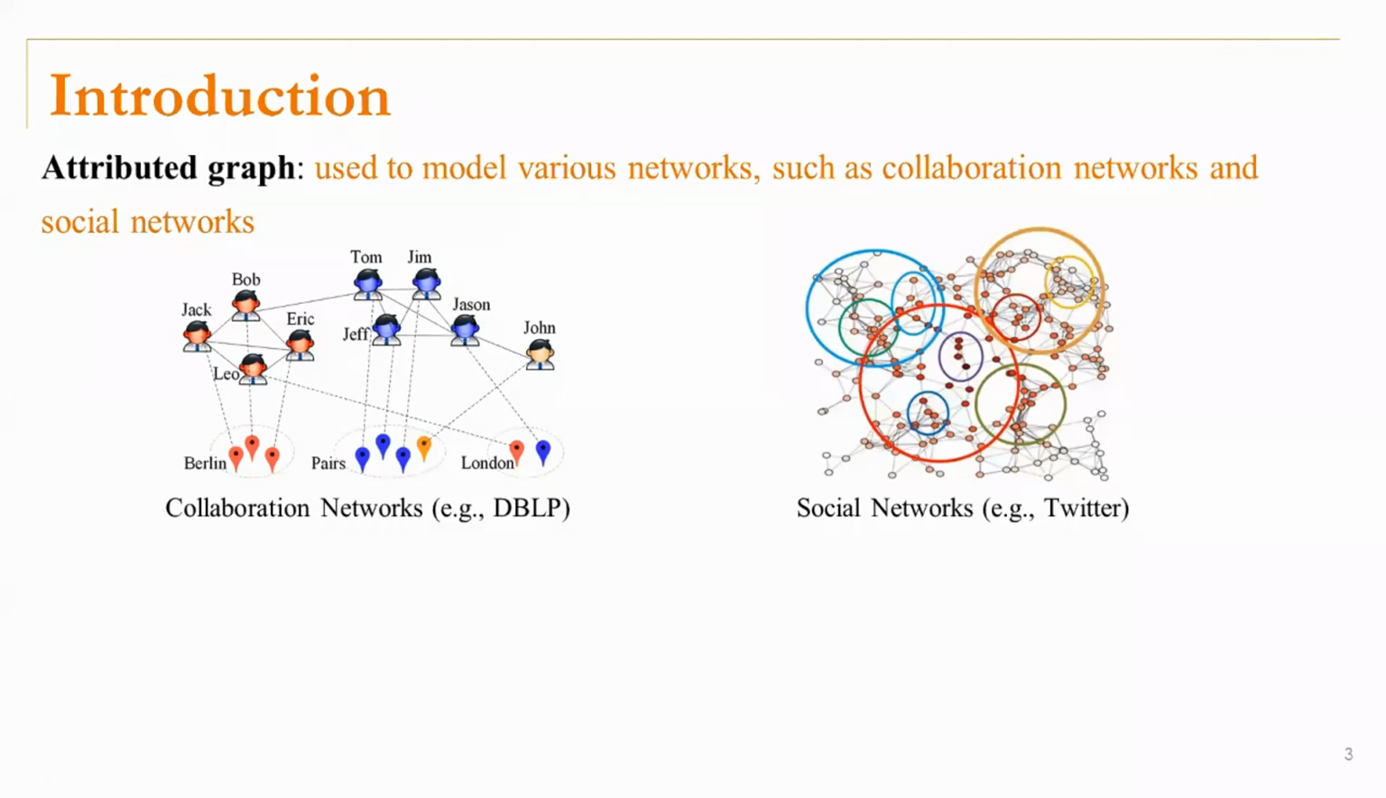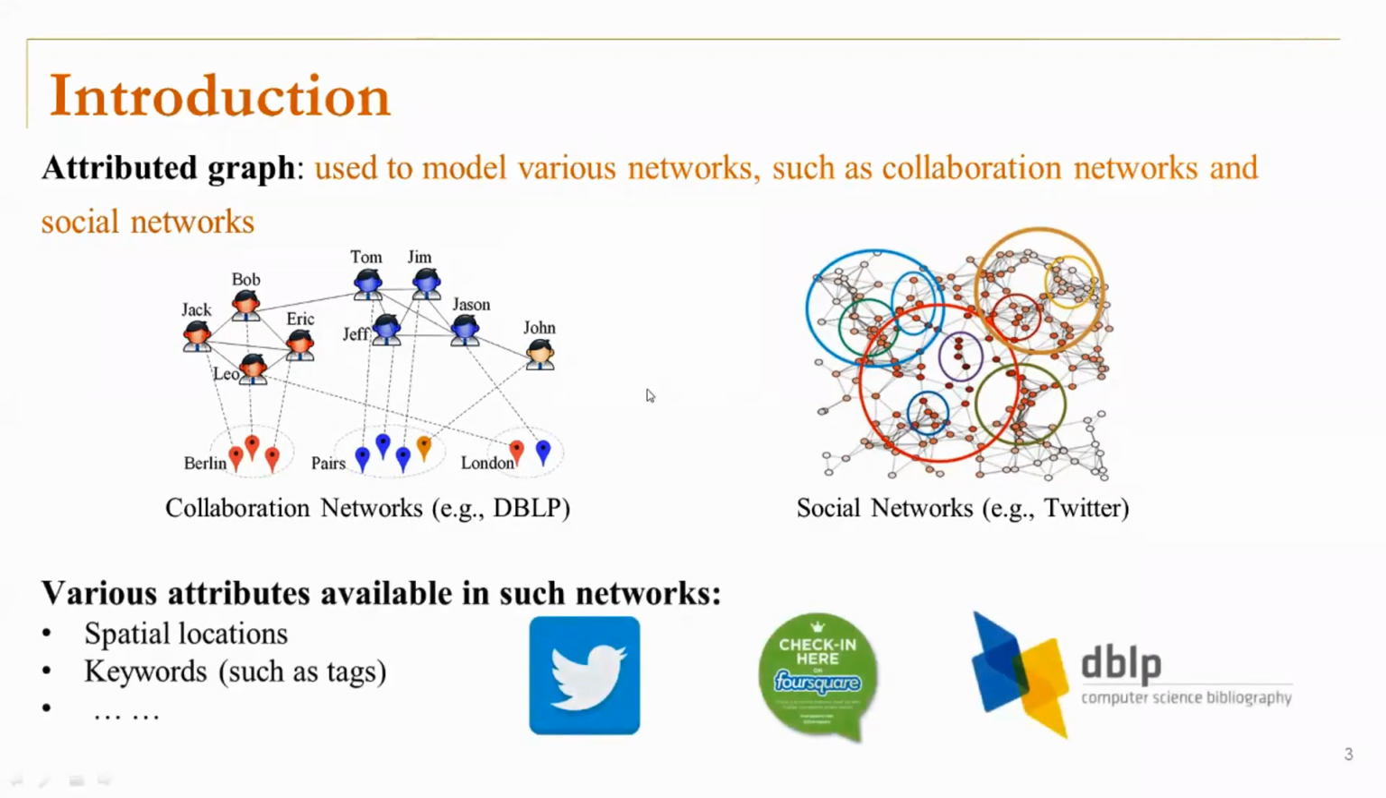Our problem is defined over attributed graphs, which can be used to model various networks, such as collaboration networks and social networks. For example, in DBLP, which is a collaboration network, each node represents an author, and edges represent collaboration relationships between authors. And each author has an institute, which is a location. In Twitter, each node represents a user, and edges represent their social relationships. And there are various attributes available in such networks, for example, spatial locations, as shown in this DBLP example, and keyword information, such as text or tweets in Twitter.